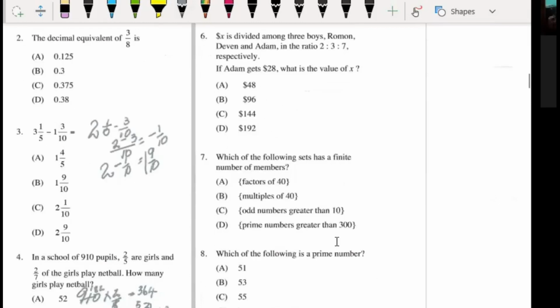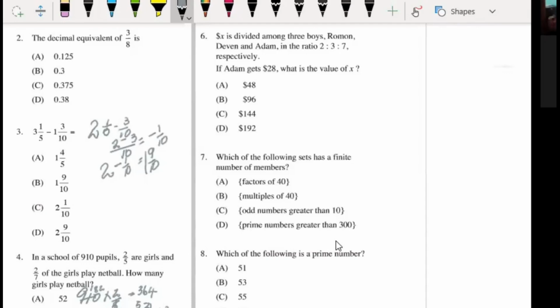Any questions so far? Okay, good. Now, X dollars is divided among 3 boys, Ramon, Devin, and Adam in the ratio of 2 to 3 to 7 respectively. Adam gets $28. What is the value of X? In other words, this question asks us to find the total sum of money divided among the 3 boys.